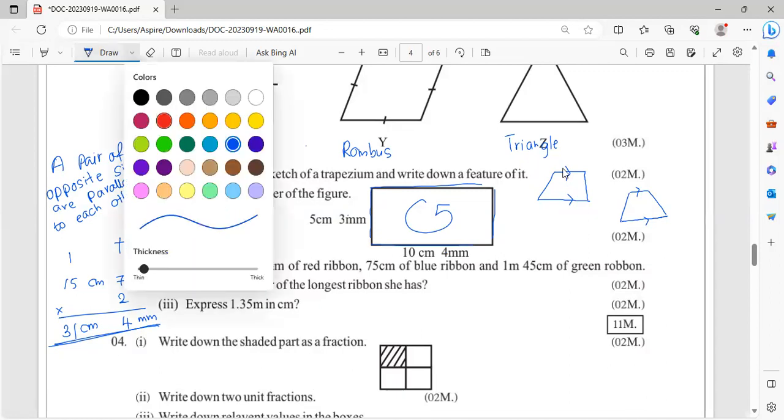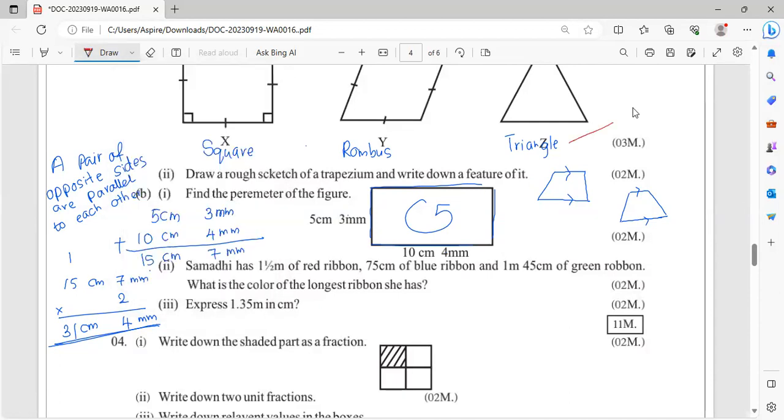Then for this part you are given 3 marks. For drawing the trapezium and writing the characteristic you are given 2 marks. And for finding the perimeter you are given 2 marks. Okay, this is how marks are divided.